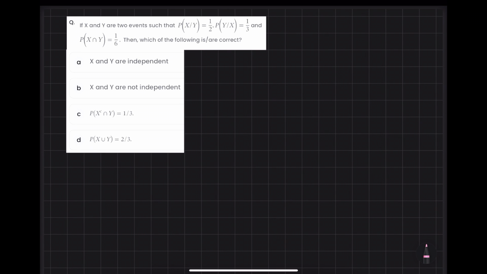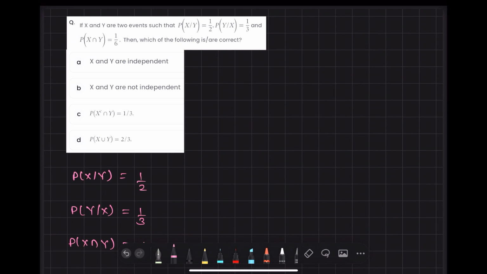So, we got a wholesome new problem which says: if x and y are two events such that P of x given y equals 1 by 2, P of y given x equals 1 by 3, and P of x intersection y equals 1 by 6, then which of the following are true? We have solved these kinds of questions. Let's crack these situations first.